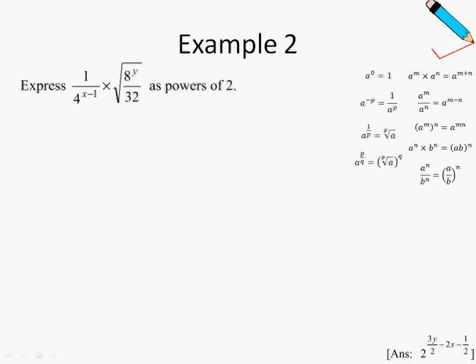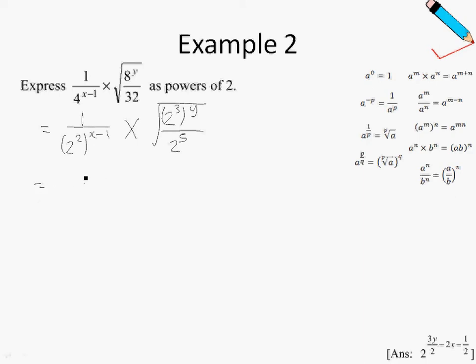Okay, welcome back. In example number 2, the first thing I'm going to do is to change all these bases to a common base. Okay, and the common base that I think I should be using is 2. So for the first term over here, 4 can be expressed as 2 squared, to the power of x minus 1, multiplied by the square root of 8, which is 2 to the power of 3, to the power of y, and below, 32 is 2 to the power of 5.